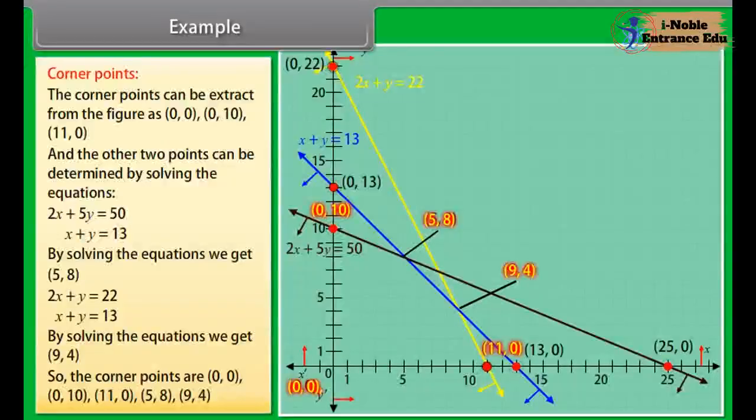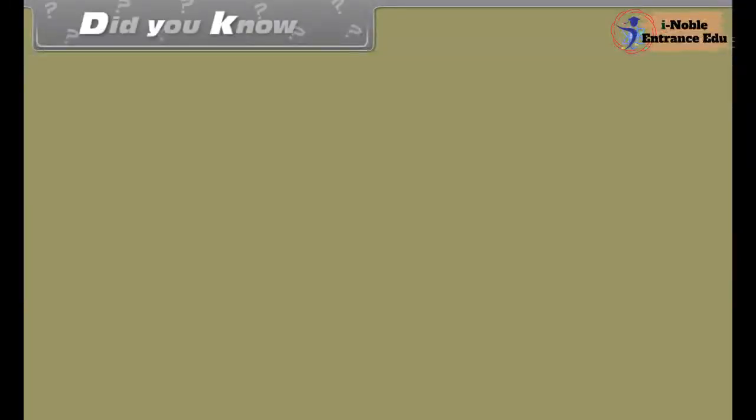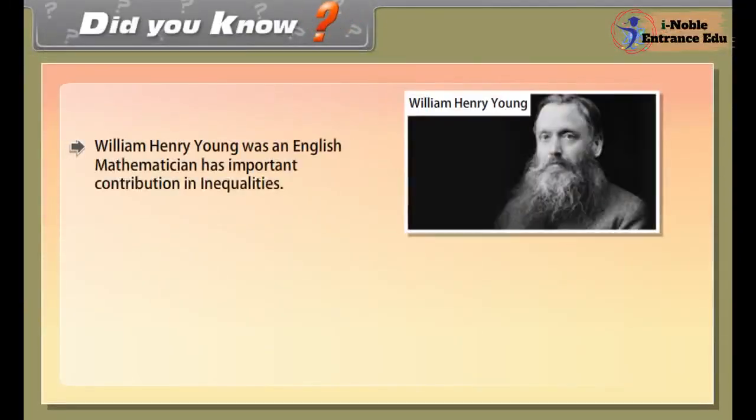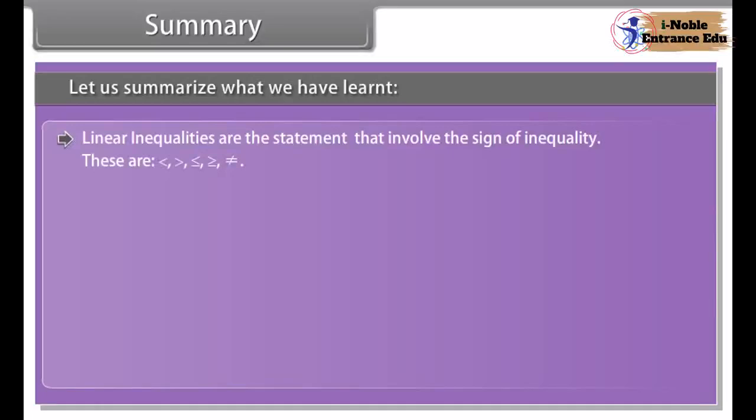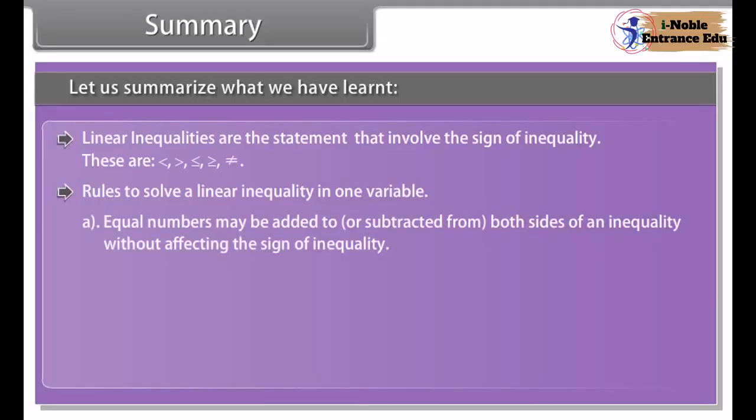2x plus 5y is equal to 50 and x plus y is equal to 13. By solving the equations, we get (5, 8). 2x plus y is equal to 22 and x plus y is equal to 13. By solving the equations, we get (9, 4). So, the corner points are (0, 0), (0, 10), (11, 0), (5, 8), and (9, 4).